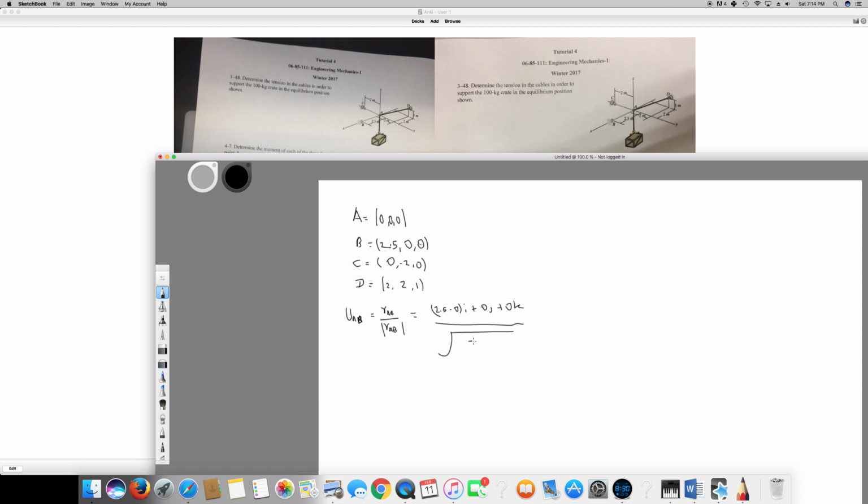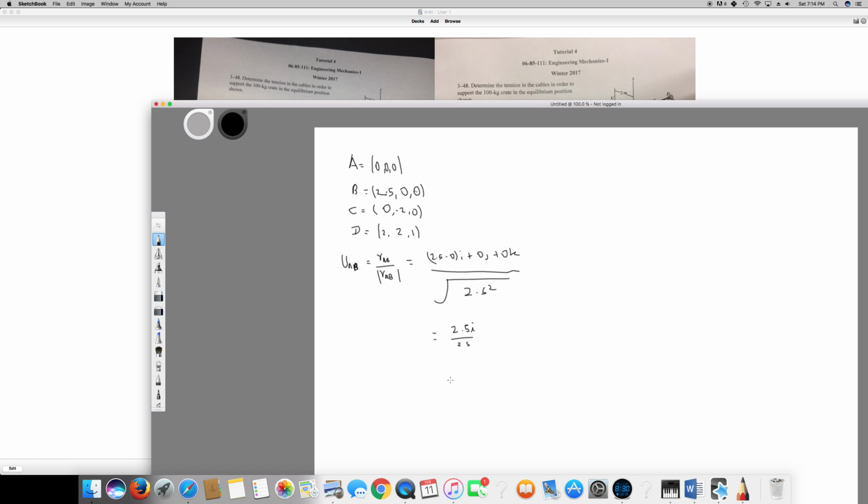So I just have to take the square root of 2.5 squared. Whatever the square root of a square is, it's going to be the same number. So it's going to be 2.5i over 2.5, which simply becomes i. So UAB is just i.